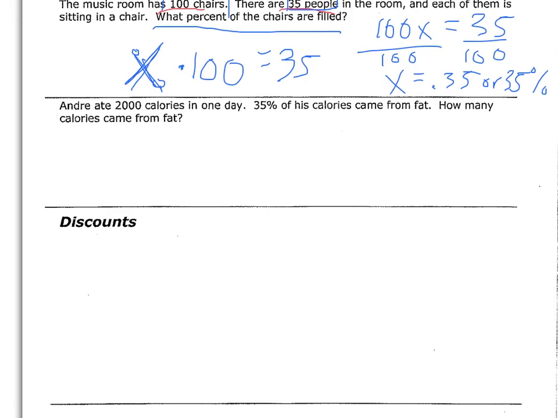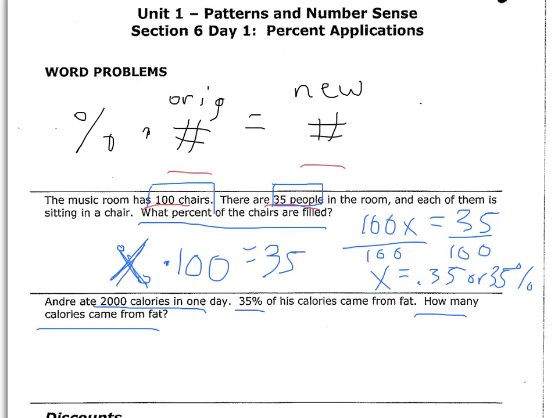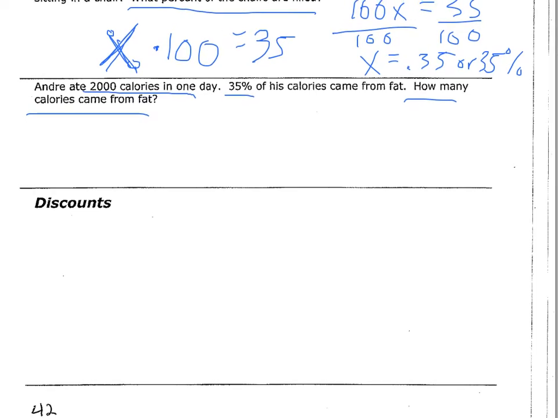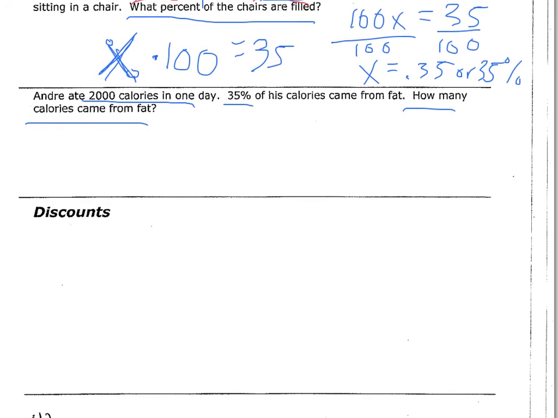Alright, let's try another one. This one says Andre ate 2,000 calories in one day. 35% of his calories came from fat. How many calories came from fat? Okay, so obviously our variable, our unknown, is going to be our new number. Okay? It's going to be our new number. We're given a percentage. We're given an old number of how many calories he eats per day. So we're going to simply plug that in.